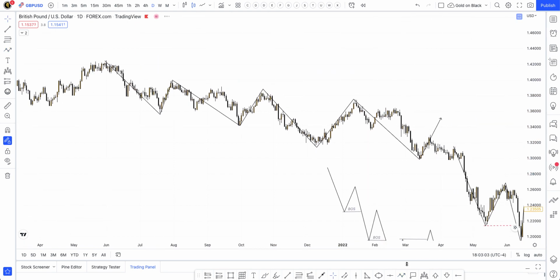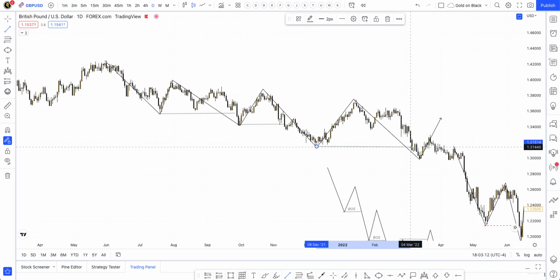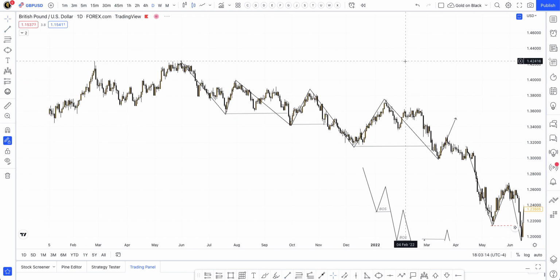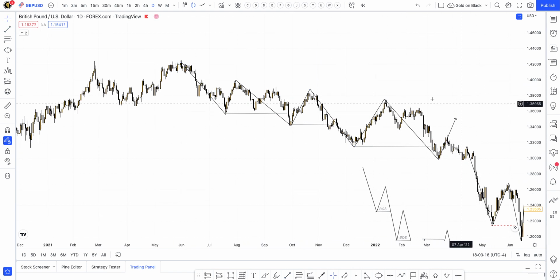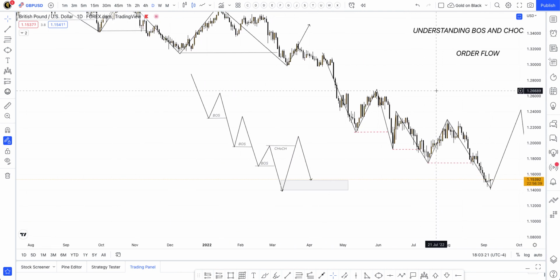Where is the BOS? Every time the price breaks a low, this is a BOS. This is a BOS right here. This is a BOS, right? It's telling you the market is bearish. It wants to continue going down. And it's our job to look for the pullback. Just wait for the pullback.